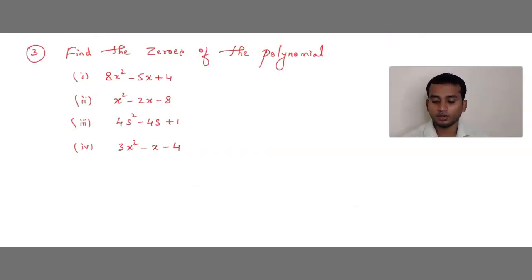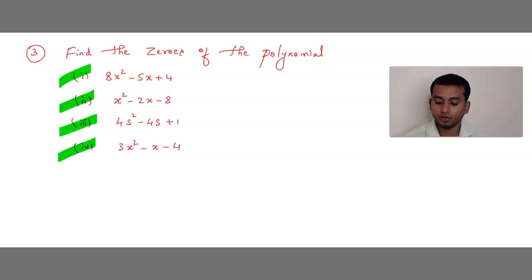Find the zeros of the polynomial. In that, sub question 1, 8x square minus 5x plus 4. Sub question 2, x square minus 2x minus 8. Sub question 3, 4s square minus 4s plus 1. Sub question 4, 3x square minus x minus 4. So these four problems you can try by yourself.